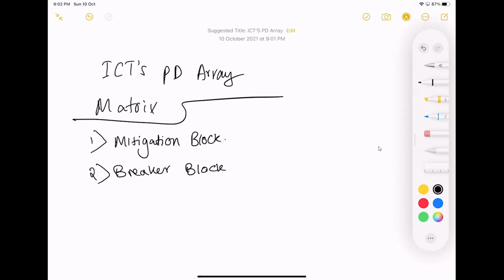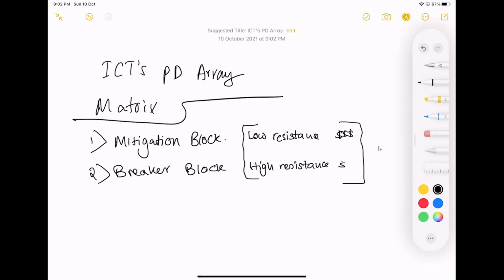Now, if you look at the mitigation block and the breaker block, in terms of liquidity, what's the mitigation block? Above, below the highs and lows, is it a low resistance liquidity pool or a high resistance liquidity pool? Low, right? So we have low resistance liquidity. Then obviously for the breaker block, we have high resistance liquidity, right? So high resistance liquidity. Cool.